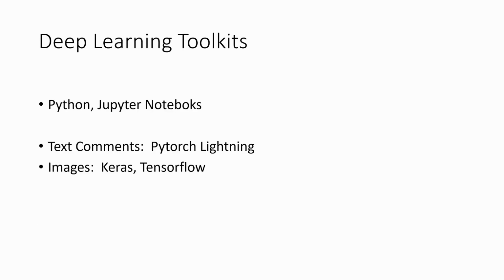To develop these two deep learning pipelines, we're going to be using Python and Jupyter Notebooks. For our text comment problem, we're going to be using the PyTorch and Lightning libraries. And for our computer vision problem, we're going to be using the Keras and TensorFlow set of libraries.